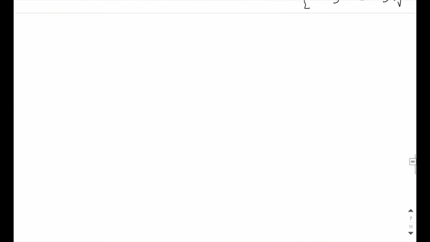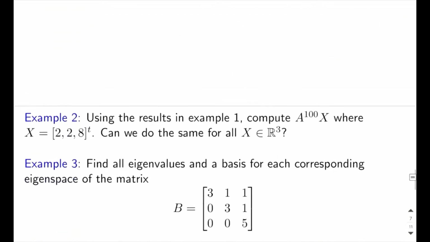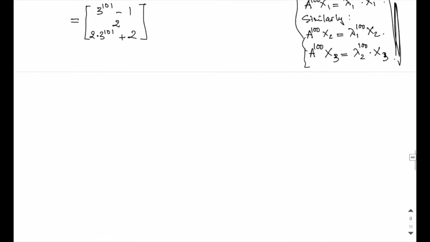All right, but still we haven't answered one of the questions from example number 2. Can we do the same for all x in R3? The answer is yes, because we found 3 independent vectors, x1, x2, and x3. And so every vector in R3 would be able to be expressed as a linear combination of the 3.